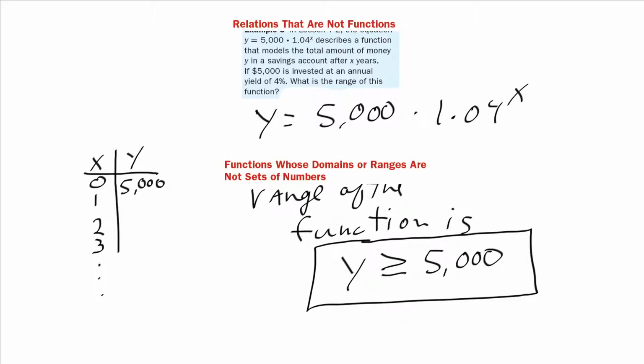Relations that are not functions. The word relation, it's in your book on page 428, describes any set of ordered pairs. It's possible to have a relationship between variables that are not functions. This happens when the first variable, x, in a relation corresponds to more than one value in the second variable. Well, here's a quick example of something that is a relation, not a function.